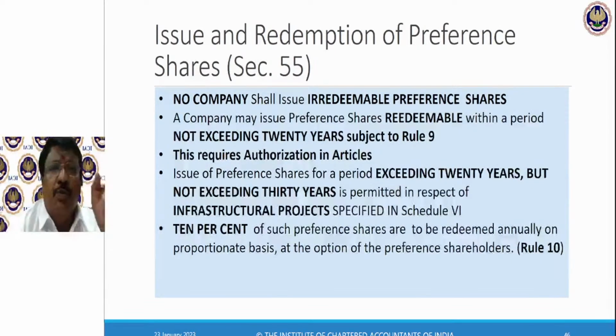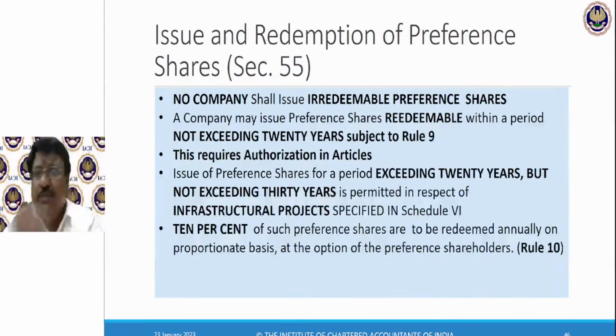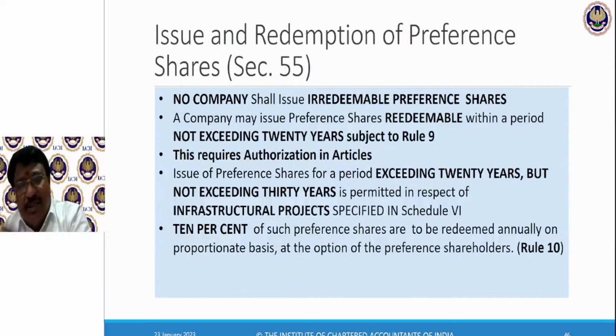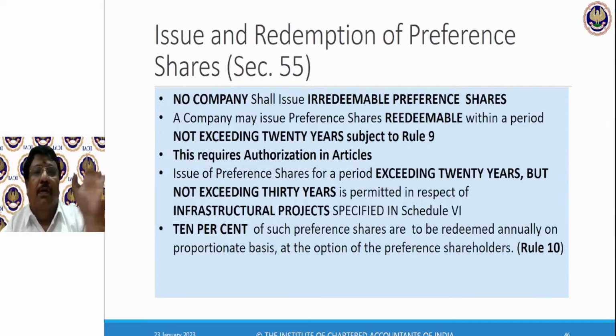If you want to issue preference shares, there should be an authorization in articles. And the issue of preference shares for a period exceeding 20 years, but not exceeding 30 years, is provided in respect of infrastructural projects specified in Schedule 6. Schedule 6 contains a list of projects which are infrastructural. In those cases alone, you can exceed 20, but not exceeding 30.